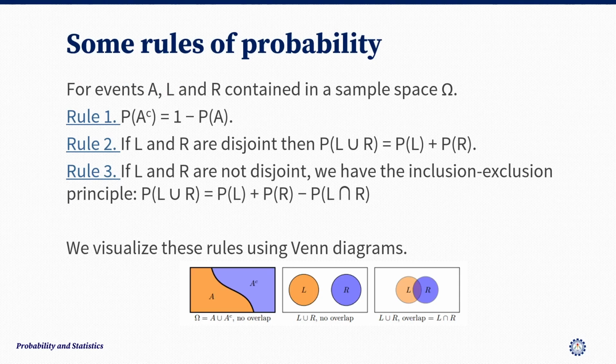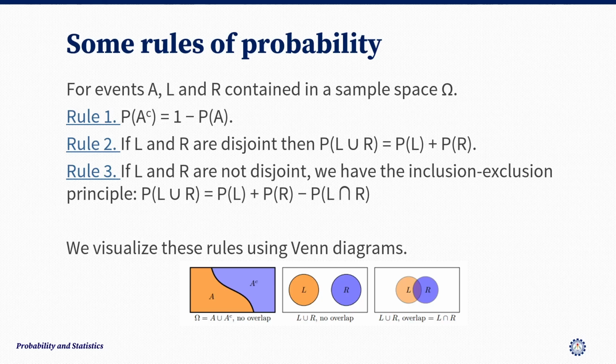Now for some rules of probability. Let's say for events A, L and R contained in a sample space. Rule number 1: the probability of A complement should be equal to 1 minus the probability of A. Rule number 2: if L and R are disjoint, then the probability of L union R should be equal to the probability of L plus the probability of R.